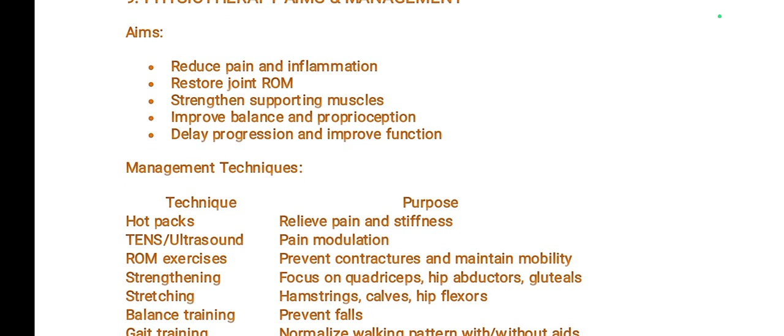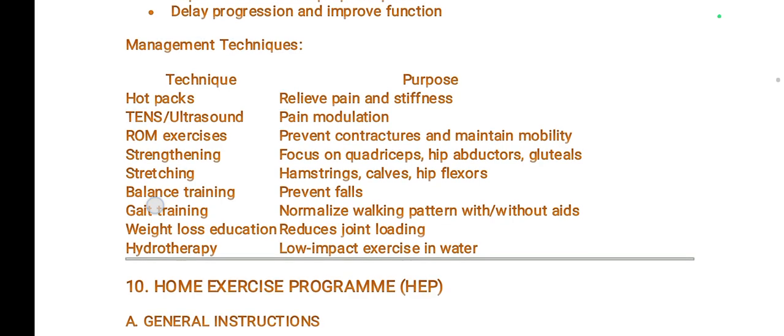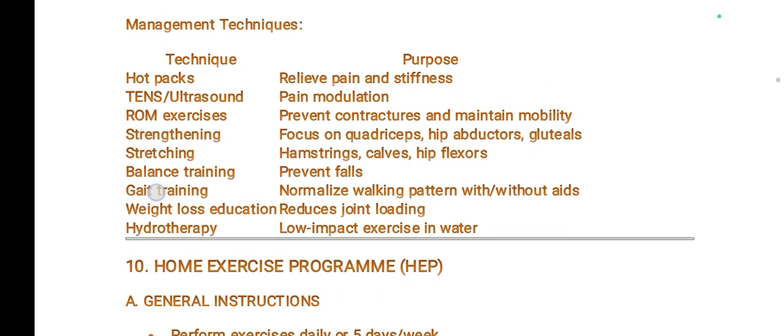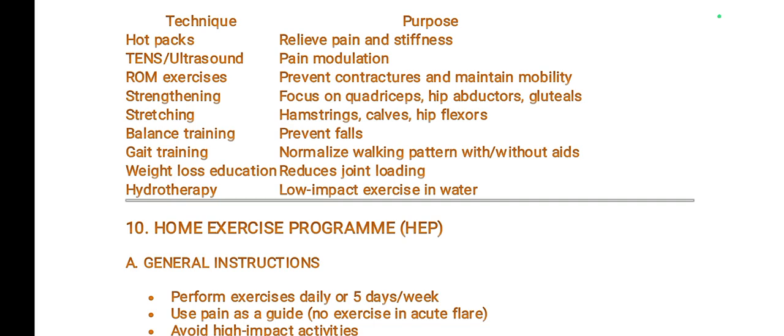Physiotherapy aim and management. So the aim for OA is to reduce pain and inflammation, restore joint range of motion, strengthen supporting muscles, improve balance and proprioception, delay progression and improve the function. And also management techniques, the technique and purpose. If we give hot pack, the purpose will be to relieve pain and stiffness. Ultrasound and TENS for pain modulation.